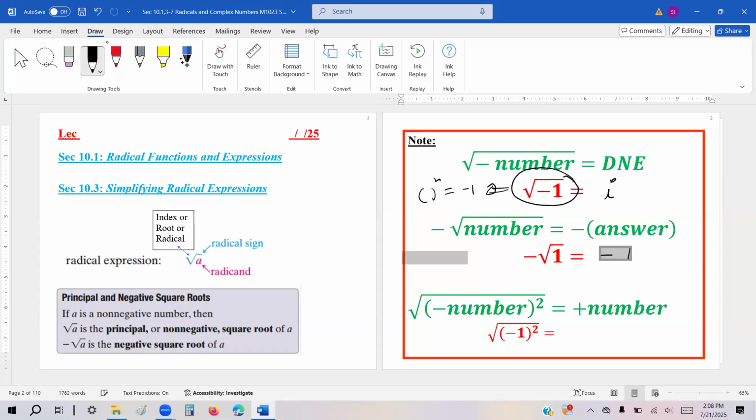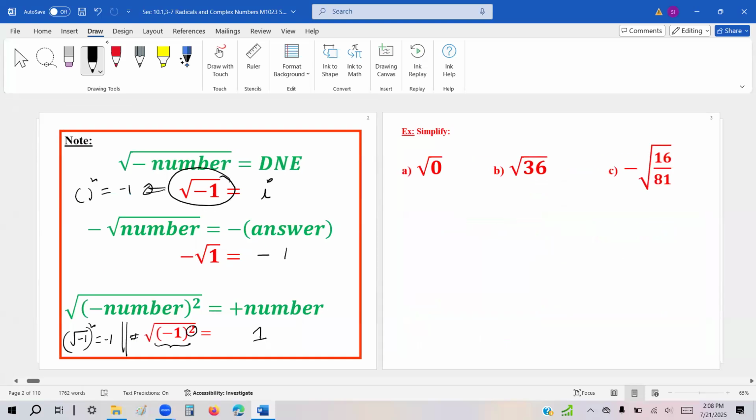-1. And then when you have the square root and square at the same time, it becomes 1. If you have this scenario, when the square is inside, then it's 1. But if you have the square root of -1, squared, then it's -1. So this has two scenarios. If the square is inside, the answer is +1. But if the square is outside of the radical, the answer is -1.